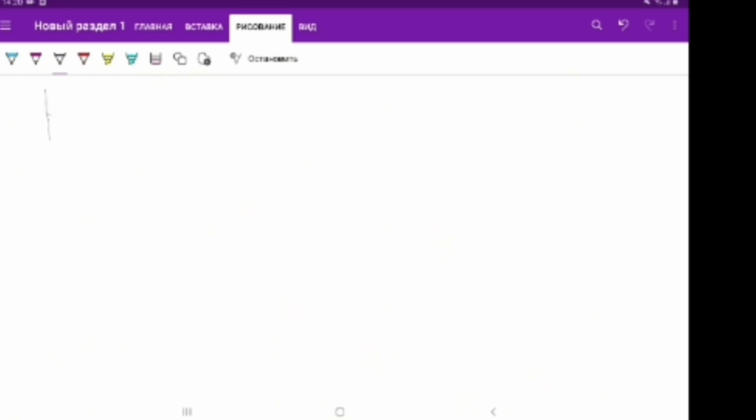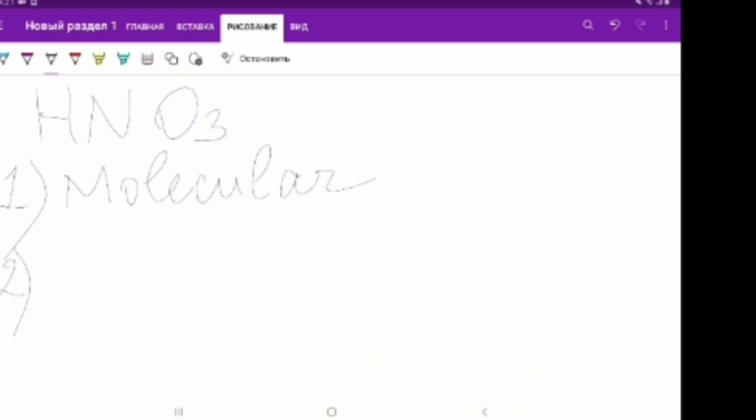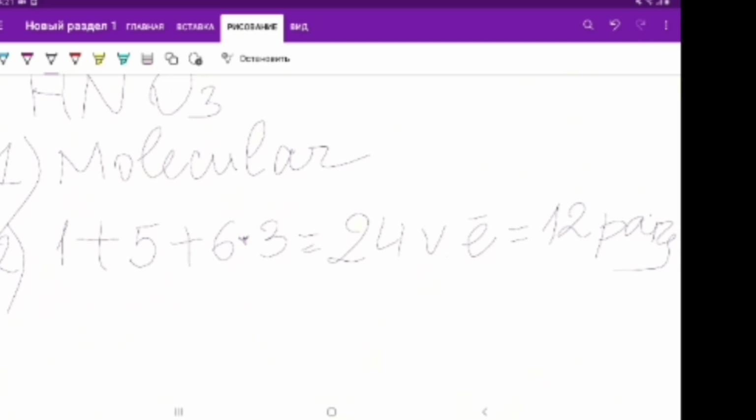Lewis structure of nitric acid, HNO3. So first, it is molecular. Let's find valence electrons. Hydrogen 1, nitrogen 5, oxygen 6, 3 times, because we have 3 oxygen atoms here. It will be 24 valence electrons, or 12 pairs. And let's draw the skeleton.